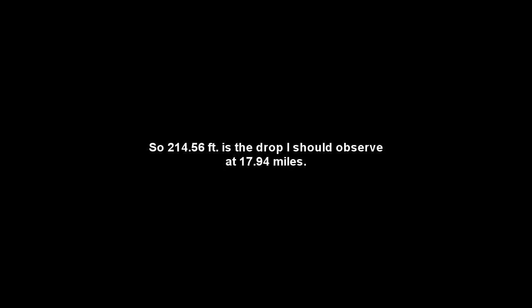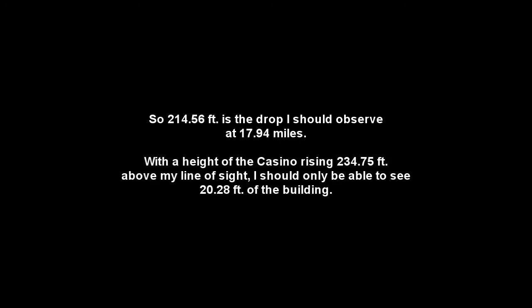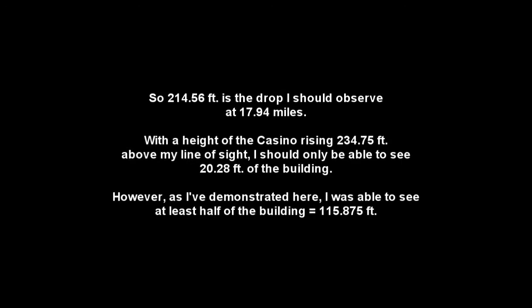Now that number is very significant because that is the drop of the Earth that I should observe, or I guess should not be able to observe, at a distance of 17.94 miles. That's the amount of feet at that distance that I should not be able to see. It's below my line of sight, below the curvature of the Earth. So with the height of the casino rising 234.75 feet above my line of sight, I should only be able to see 20.28 feet of the building.